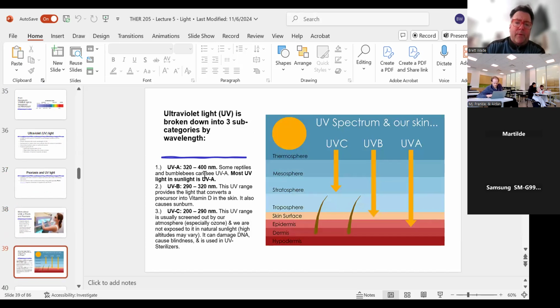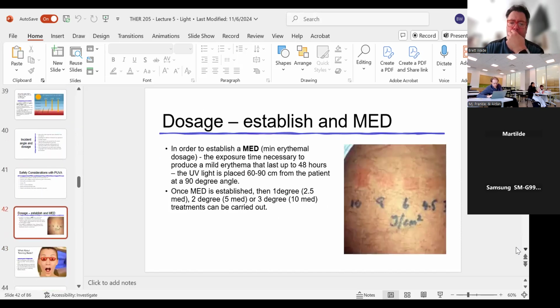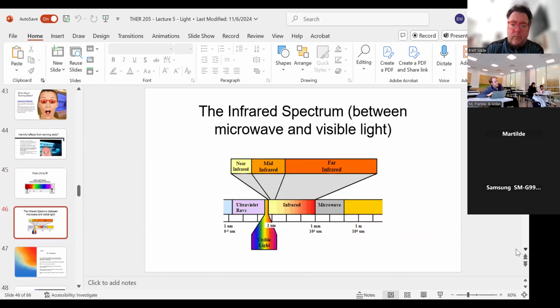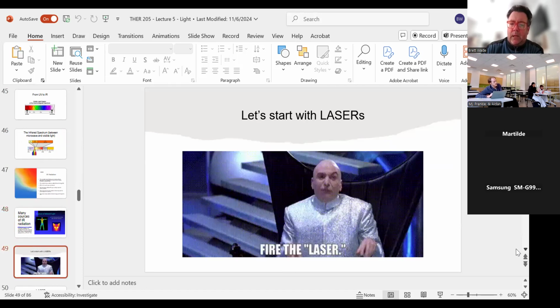I don't have the actual numbers, so don't feel like you have to memorize, UVA is 320 to 400. Don't do that. That wouldn't be useful. Incident and dosage, nothing here. MED, as you know, I'm going to ask you what that is. It's just the time it takes to cause some redness to happen in your skin with ultraviolet light. Tanning beds, I don't have anything on tanning beds. Infrared radiation, not really, other than the sauna question, and of course our lasers.